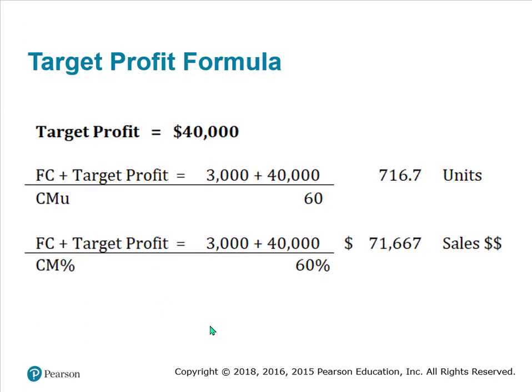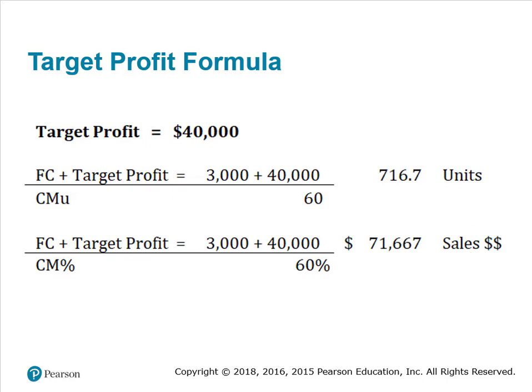And here's the chart that I like. So fixed cost plus target divided by your contribution margin per unit. Okay, in this case we got a target profit of 40,000. And if we divide it by the contribution margin ratio, then that would give us sales dollars, right?